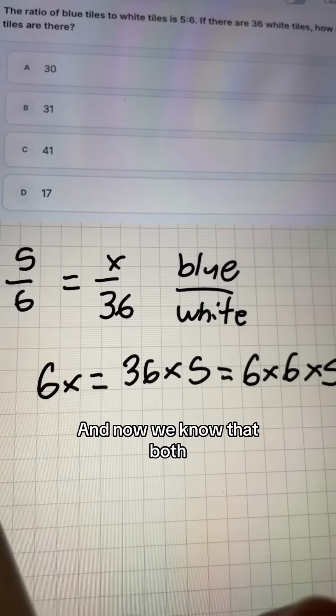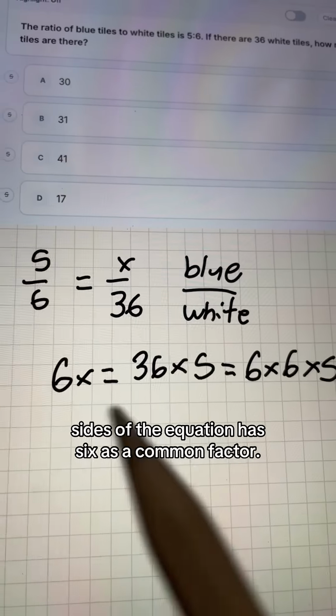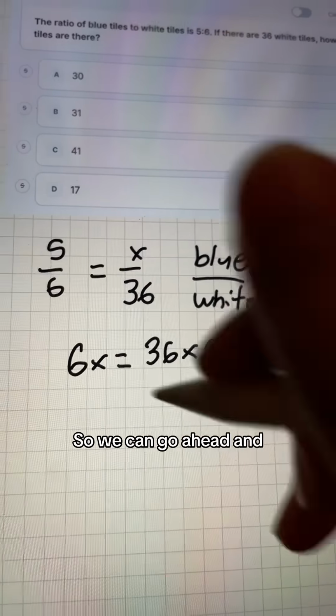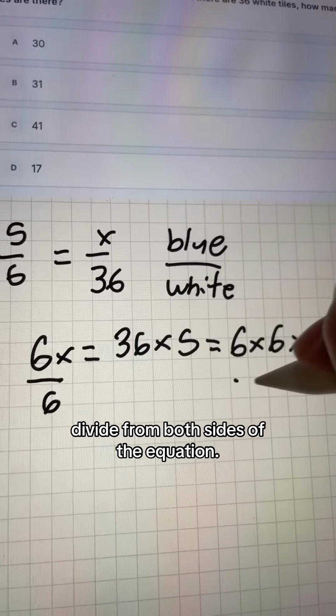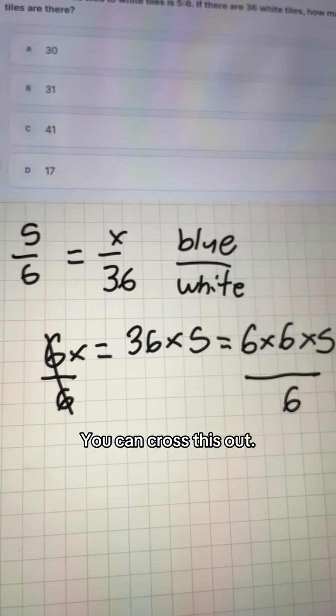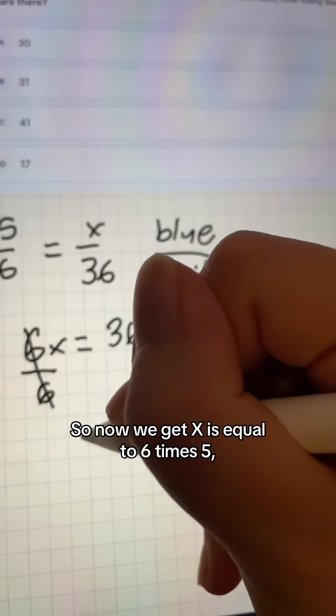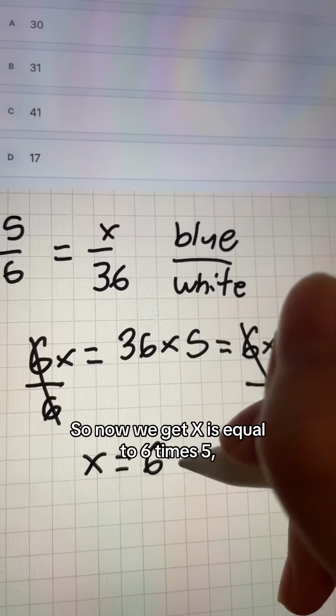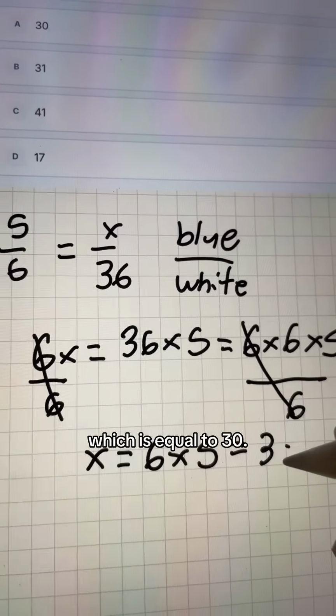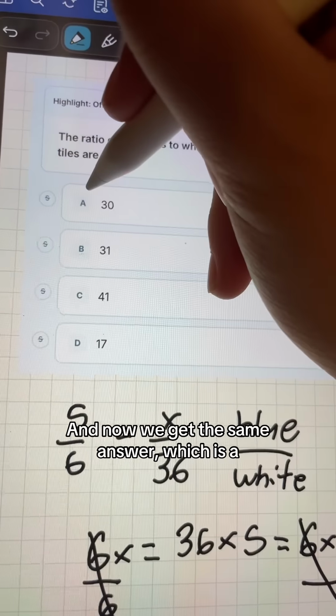And now we know that both sides of the equation have 6 as a common factor, so we can go ahead and divide from both sides of the equation. You can cross this out, and then you can cross this out. So now we get x is equal to 6 times 5, which is equal to 30. And now we get the same answer, which is A.